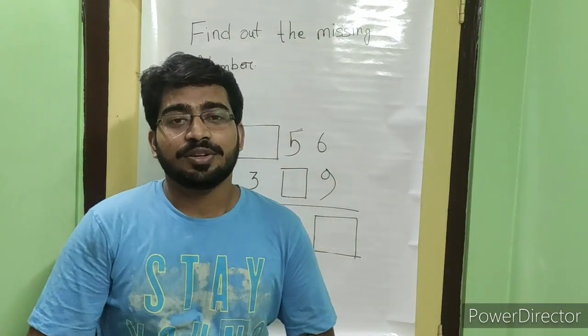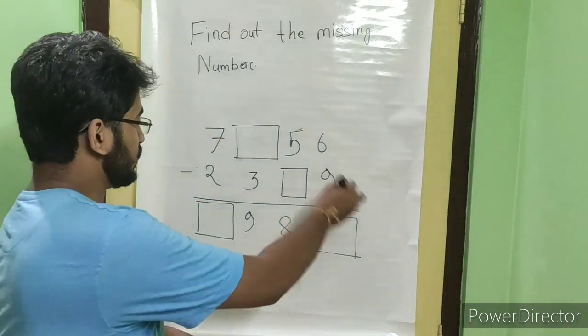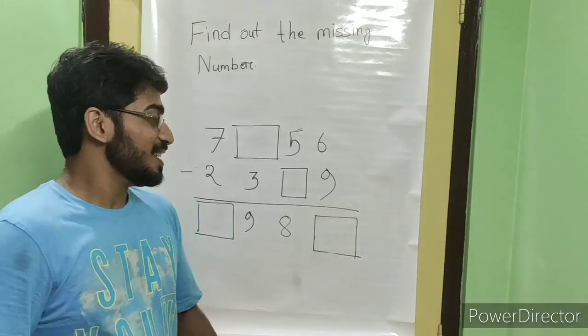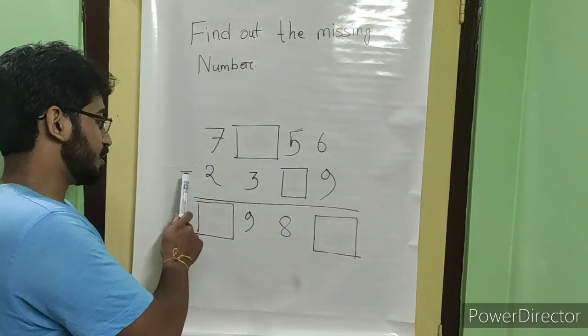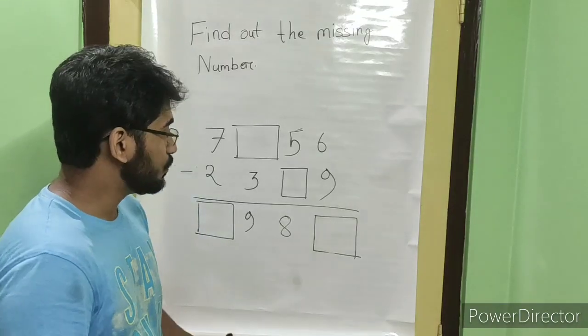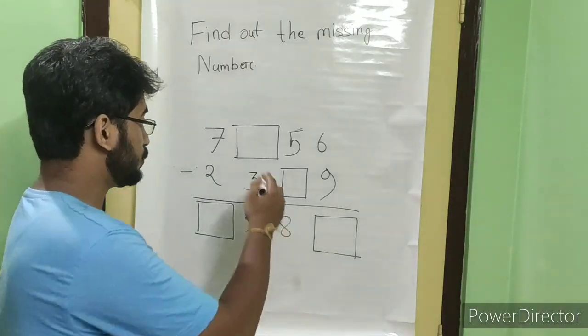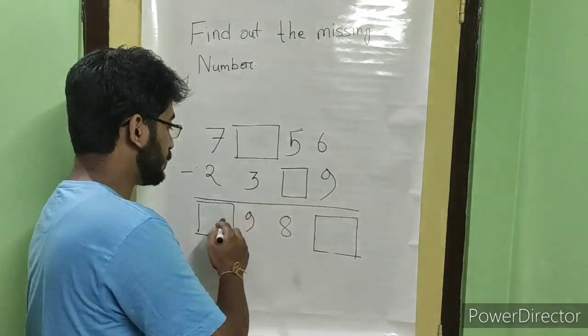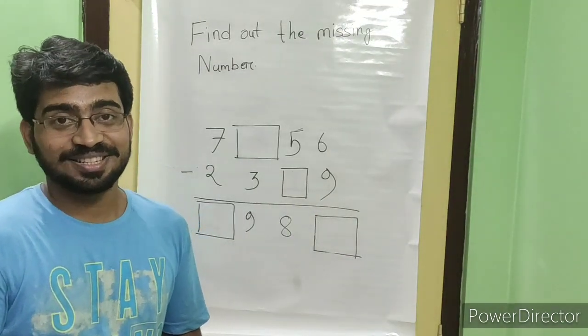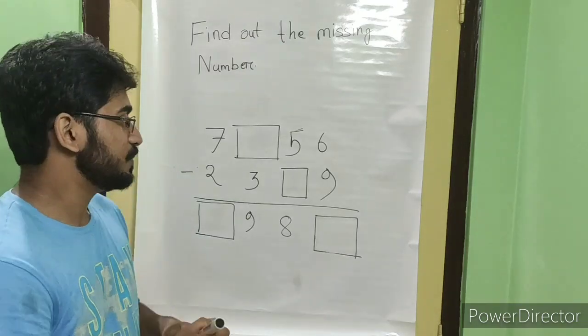Jai Gurudev students. So today you can see on this board I have given one maths game, which will be from the subtraction chapter. What we need to do is find out which number will be placed in these missing boxes. So let's check it out.